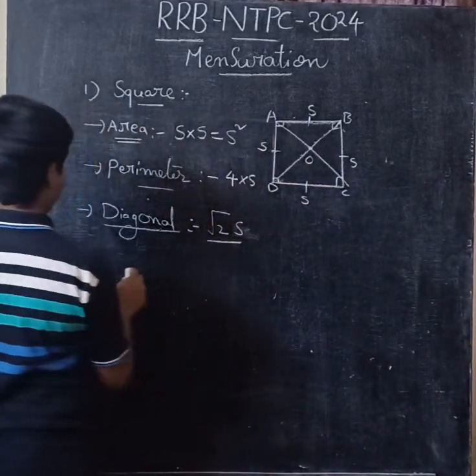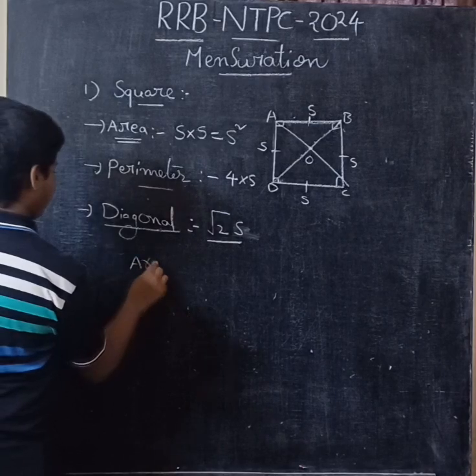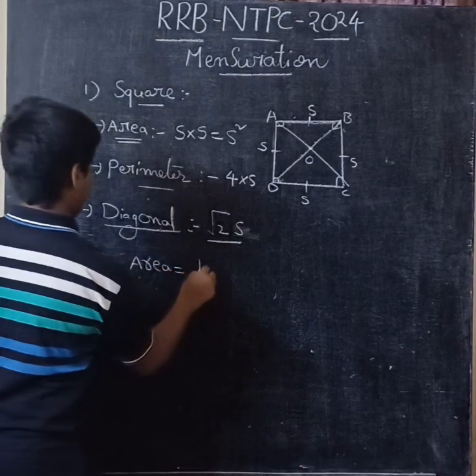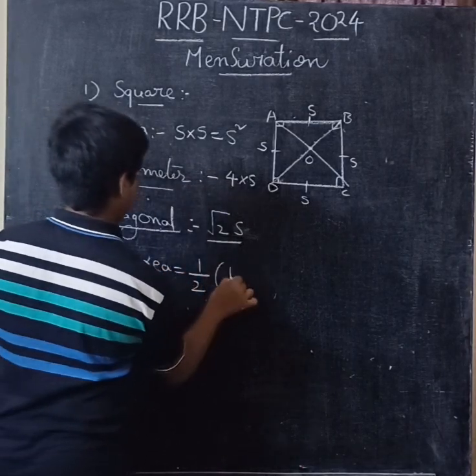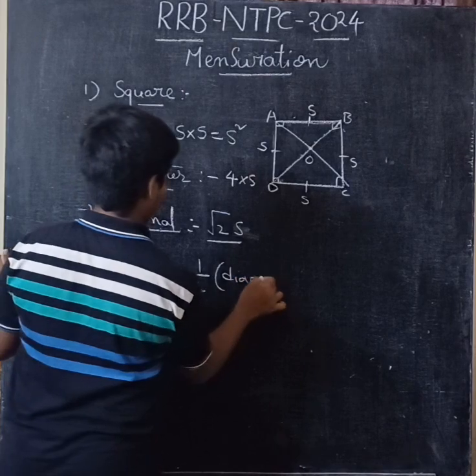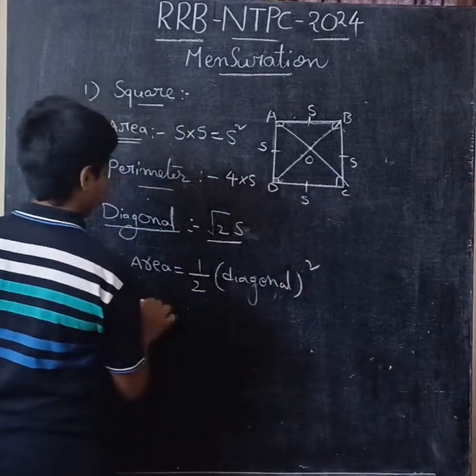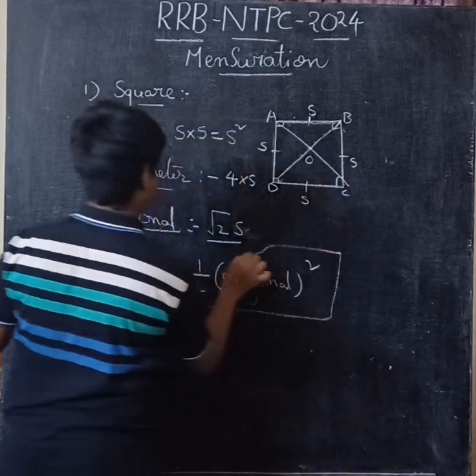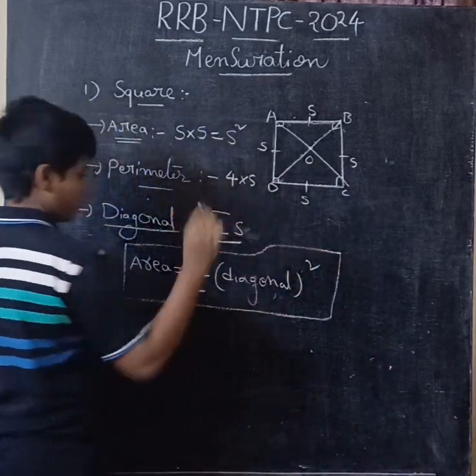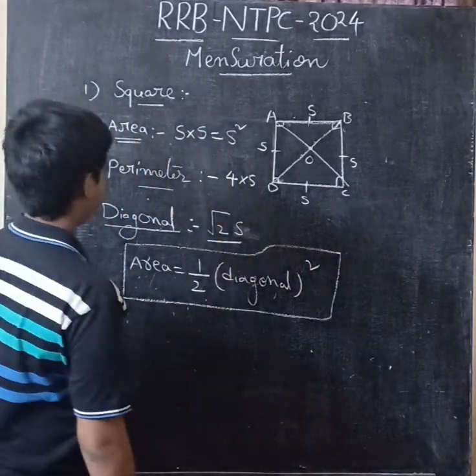And another form of area is half into diagonal square. Half into diagonal square. So this is another formula of area. Okay, so this is square.